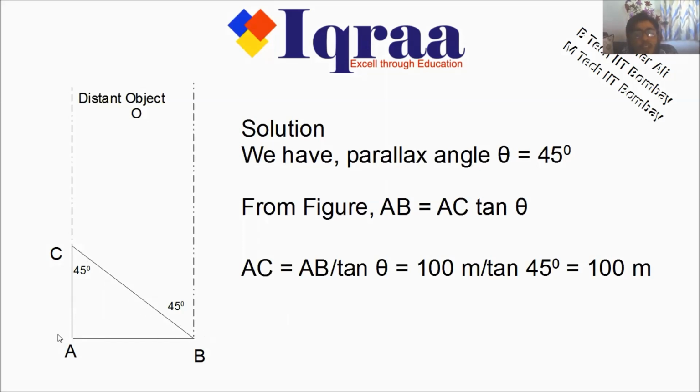From the triangle ABC, we can see that tan 45 is equal to perpendicular upon base, that is AB upon AC. AB is given as 100 meter, theta is given as 45 degree, and tan 45 is 1. So AC is equal to 100 meter. This is how, with the help of the parallax method, we can find the distance of a far away object from us with the help of a reference object which is so far away from us that when we move a small distance, the line of sight for that far away object doesn't change.